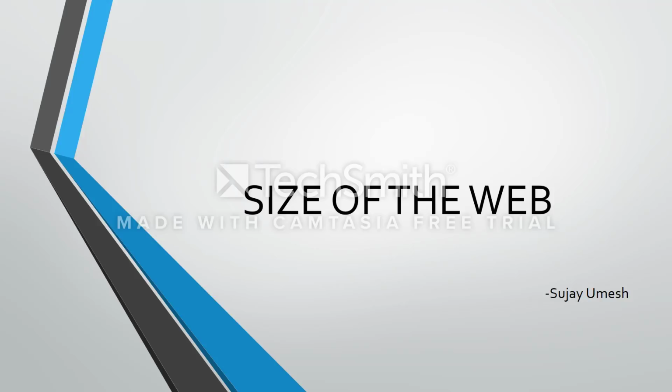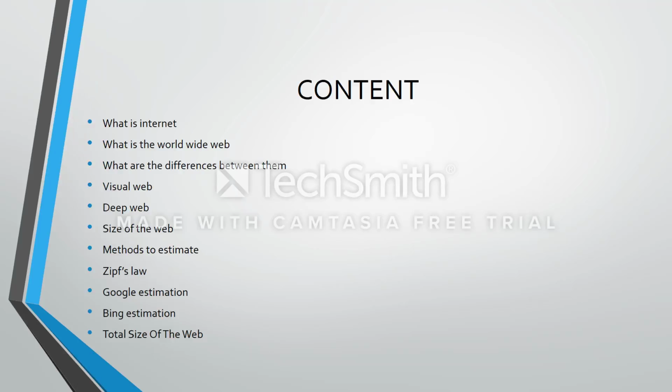Some of the contents we're going to go through today are: what is the internet, what is the World Wide Web, what are the differences between those two, and some of the parts of the web like the visible web and the deep web, and also the size of the web, a few of the methods to estimate the size of the web, Zipf's law, and also graphs for Google estimation, Bing estimation, and a graph of the total size of the web.